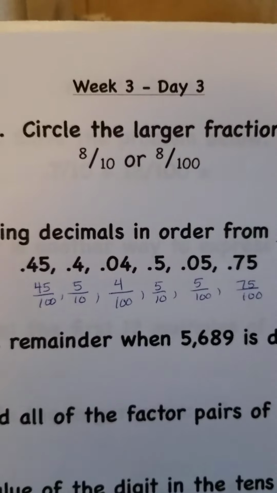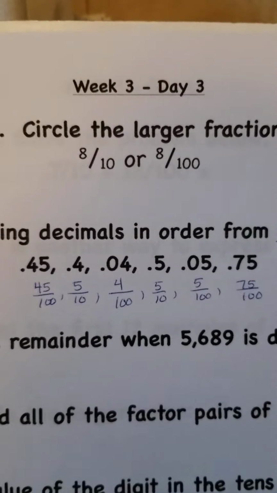Number 1, circle the larger fraction. Now, when you look at these, you're probably going to jump and assume that this is the larger one because it has 100. But you have to look at the comparison. 8 out of 10, think of a pie with 10 sections, and you have 8 out of 10. You only have 2 left. If you do 8 out of 100, you'd have 92 left over. So your larger fraction does not mean just because it has the larger number.